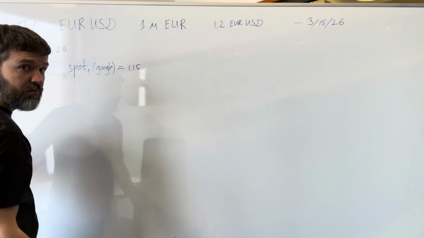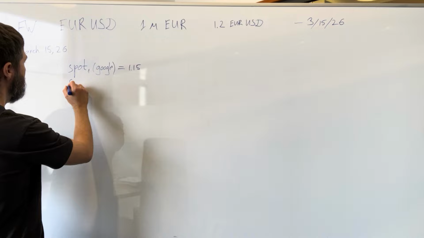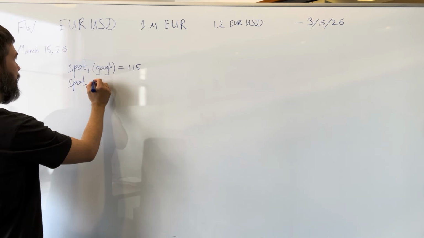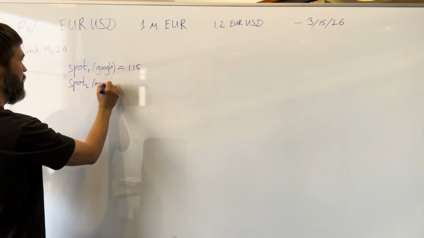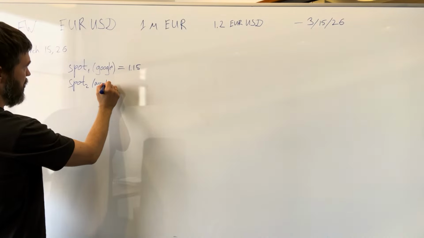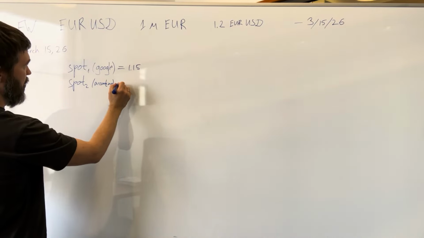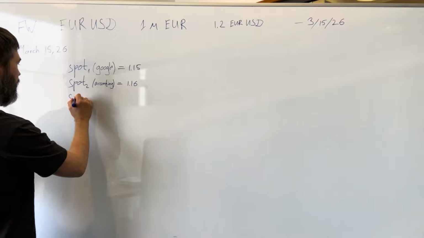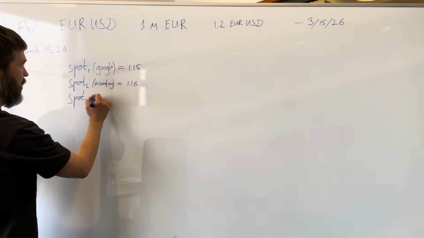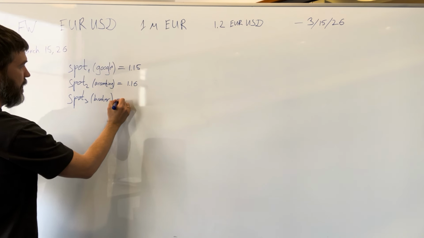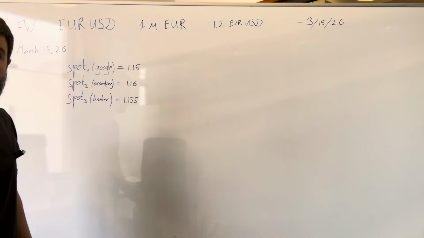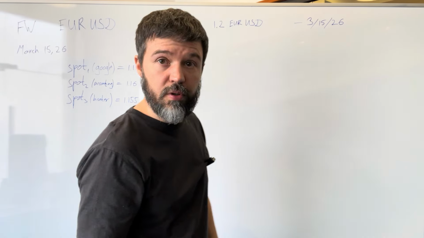Then you have your accounting system, spot 2, accounting. $1.16 on the same day. And we have spot 3, broker. $1.155. What should you choose?